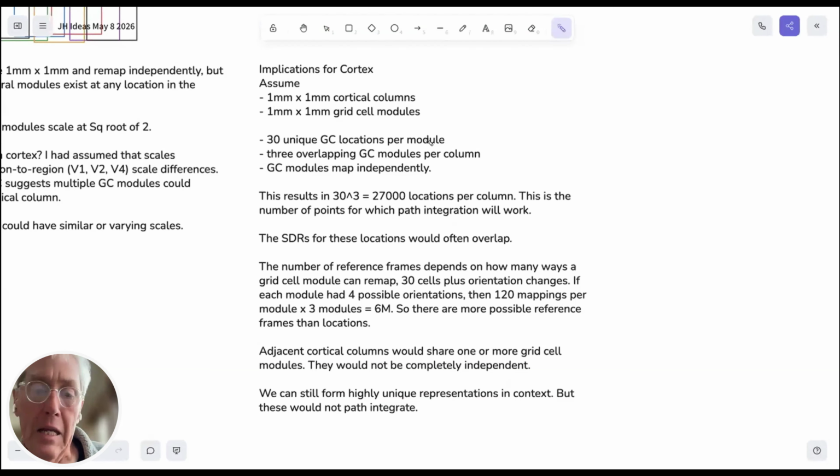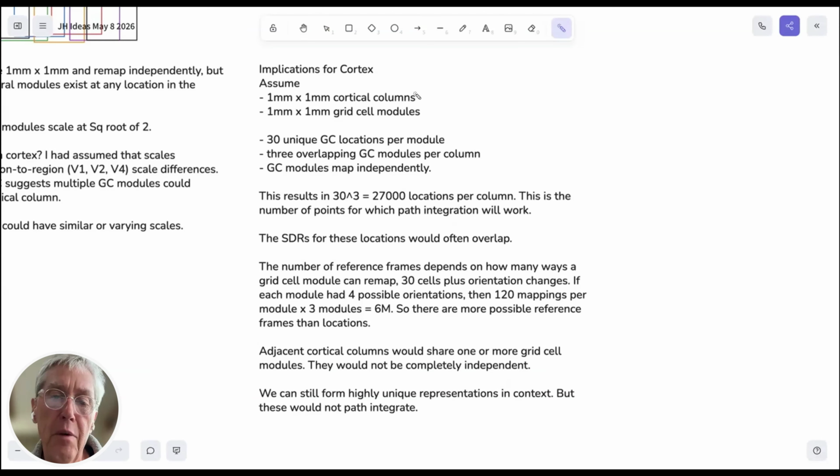I took a total swag at this: 30. Like, there might be 30 different bump locations. It's complicated to think about, but I just picked the number. I think this is on the low side. It might be higher than this, but I picked a low side. Then I picked another assumption. I said, what if, as we see there, they overlap as in the entorhinal cortex? So imagine under a particular column, I had three overlapping grid cell modules.